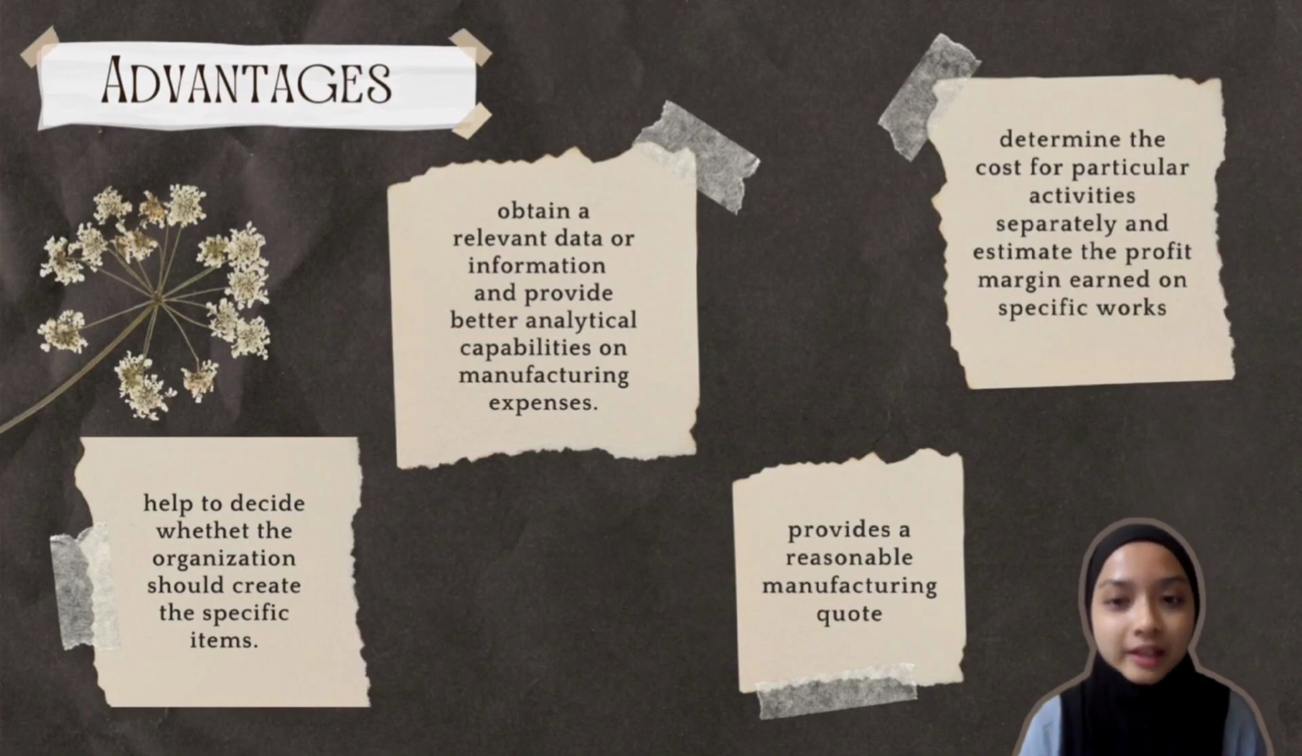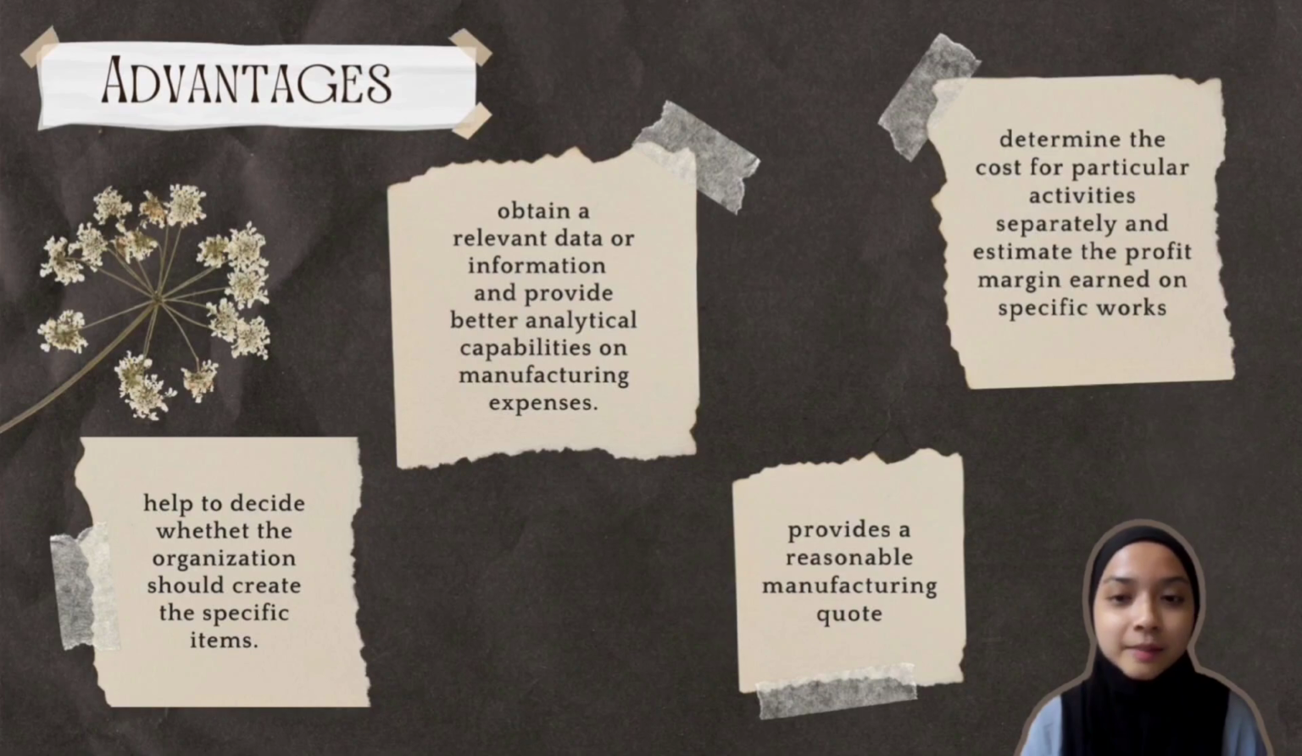Job order costing is an effective method for determining the cost needed for materials and labor for particular jobs, as well as for allocating overheads to jobs at a predetermined rate incurred before manufacturing an item in operations. One of the advantages is that job order costing helps managers obtain relevant information on manufacturing expenses. This further helps them assess profitability and decide whether the organization should create the specific item.